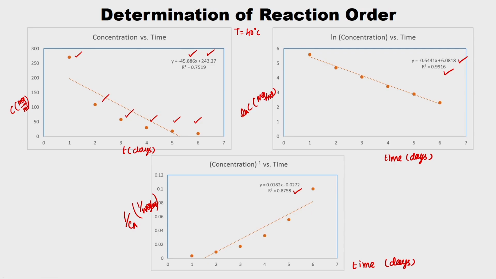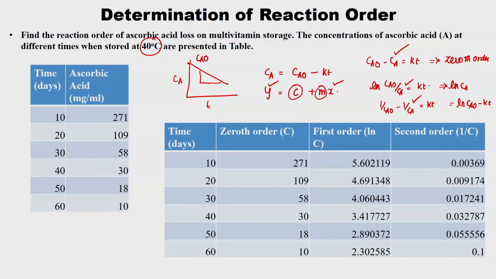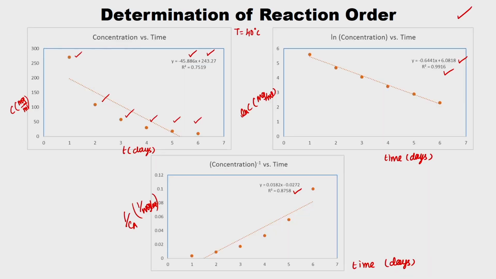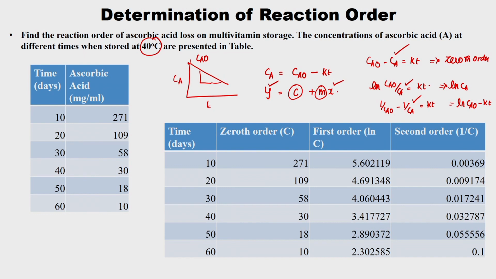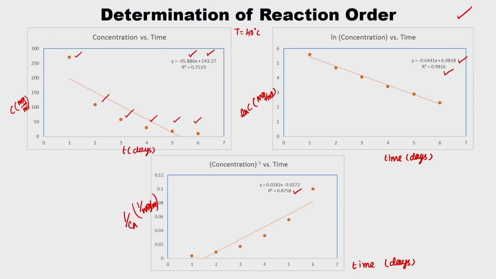So, obviously from the second one, you must be understanding that it gives me good fit. So, the deterioration or loss of my ascorbic acid in multivitamin storage follows the first order reaction mechanism. So, we come to the conclusion that whatever the given problem, it is of first order. Okay. Thank you. Remaining we will discuss in the next class.